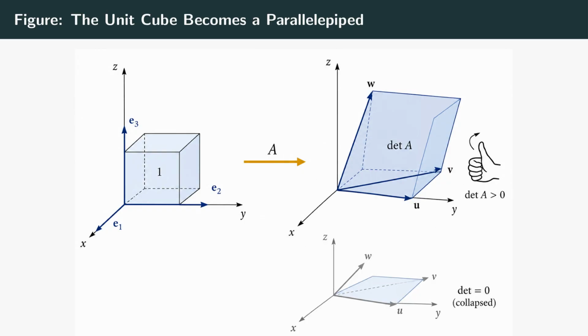The small right-hand crow near the box signals that the three columns form a right-handed system, so the determinant is positive and orientation is preserved. Down in the faded inset is the collapse. When the three image arrows all lie in one common plane, the box flattens into a sheet, its volume drops to 0, and the determinant is 0. So in 2 dimensions, the determinant is the area a square grows to, and in 3 dimensions, it is the volume a cube grows to. The very same idea, 1 dimension higher.